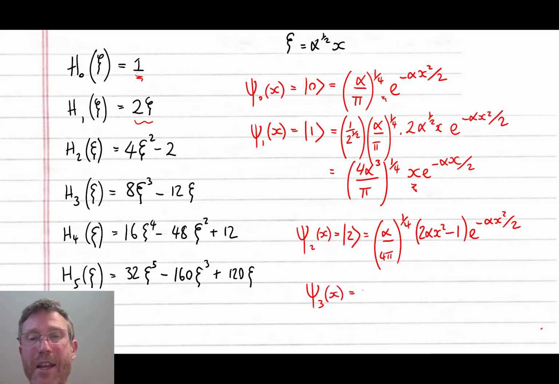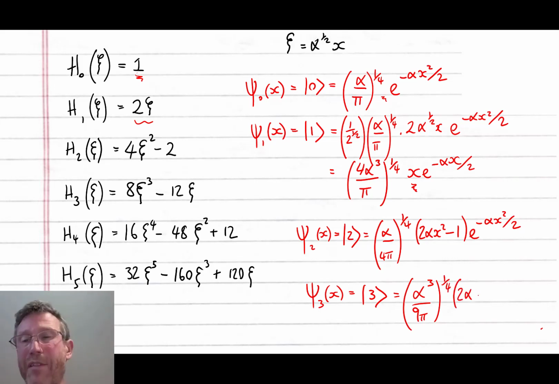So psi 3, again, we're getting used to this bracket notation. What do we expect for psi 3? We're going to have a constant in here, alpha cubed over 9 pi, again raised to the quarter. And now we're going to have a 2 alpha x cubed term minus 3x multiplied by e to the minus alpha x squared over 2.